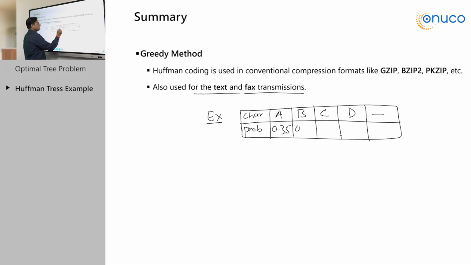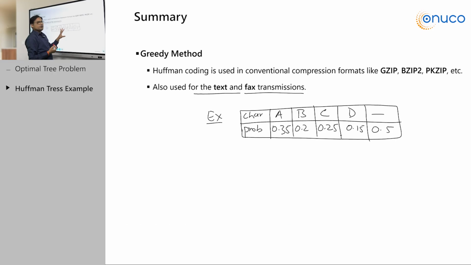Say the probability of A in a dictionary is repeating more number of times. Let us give 0.35. B is 0.2, C is repeating more, 0.25, right? So here you can say that D is 0.15 and the hyphen is 0.05. If we add the sum of probabilities, you know that it is 1.